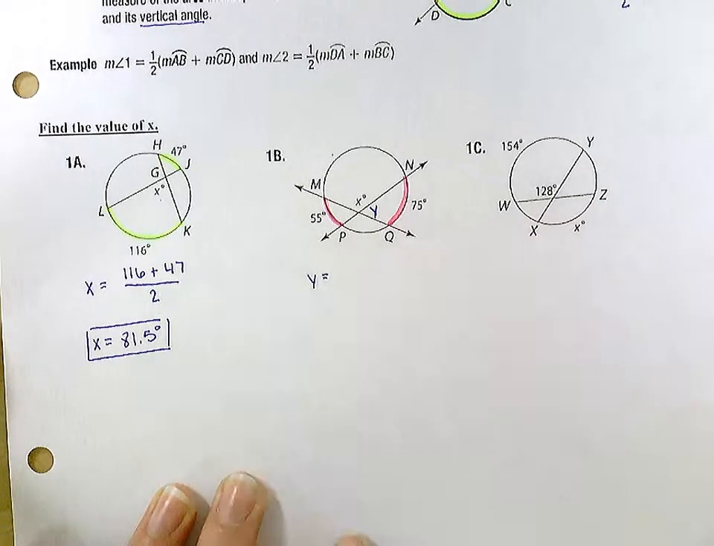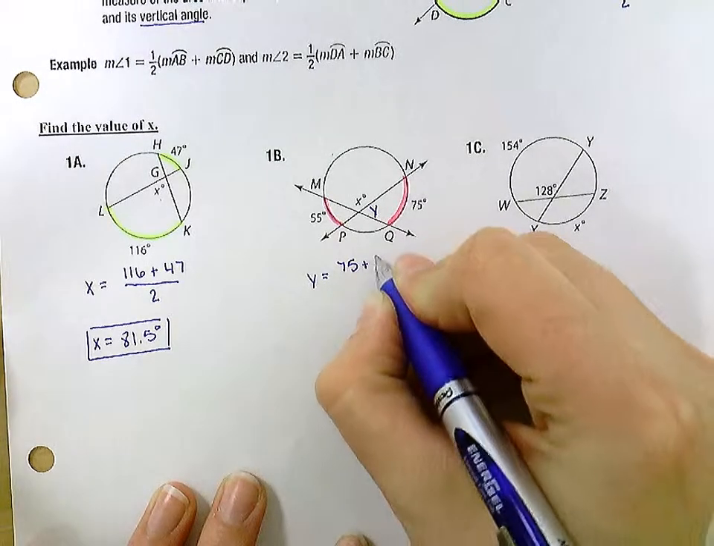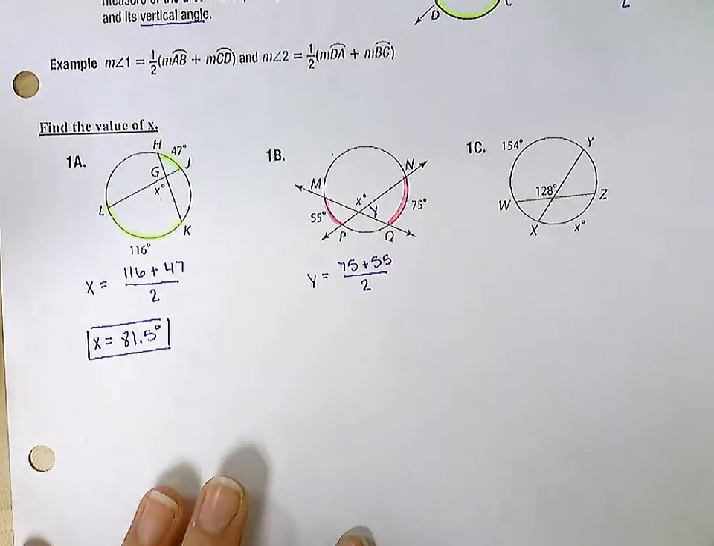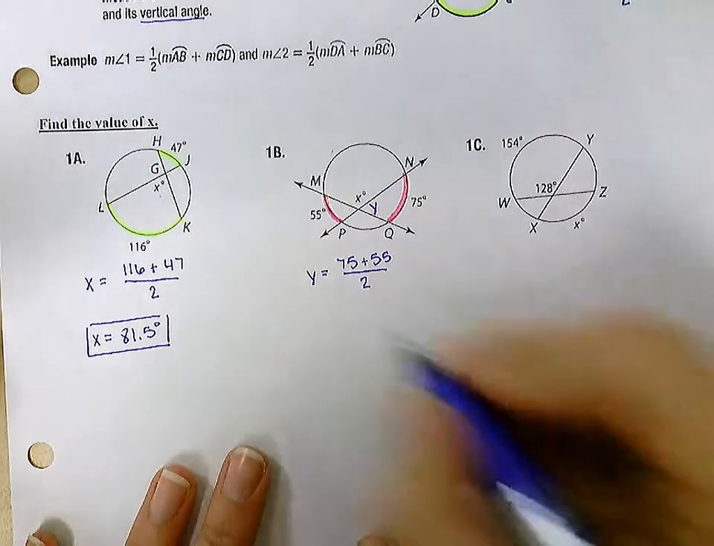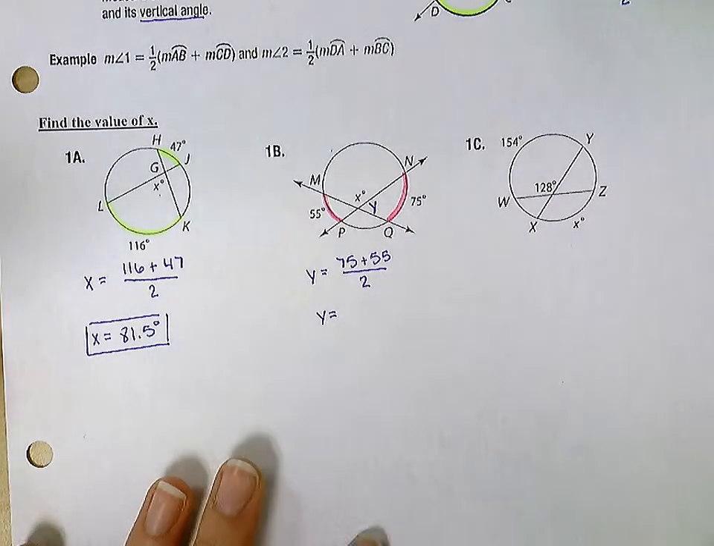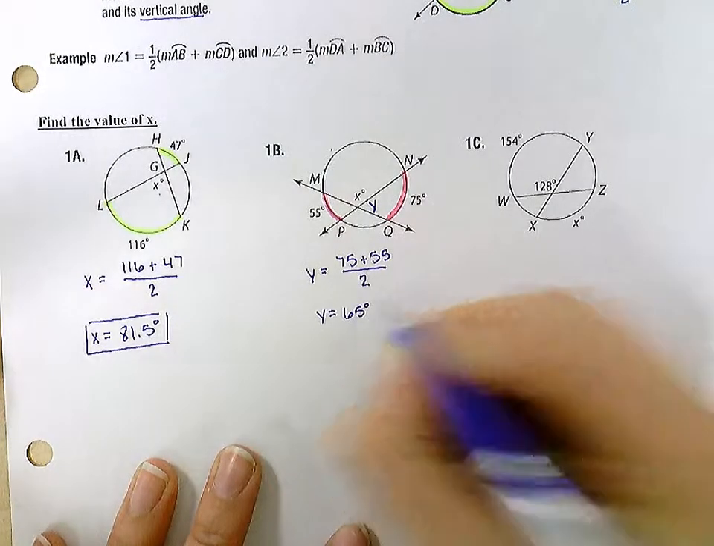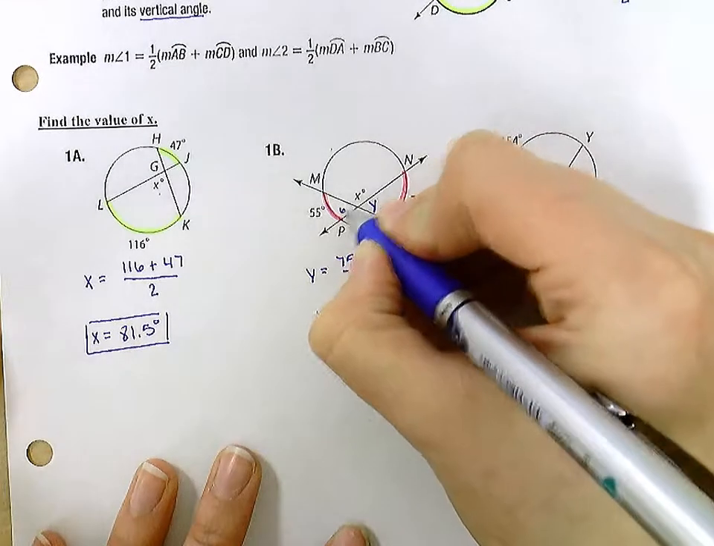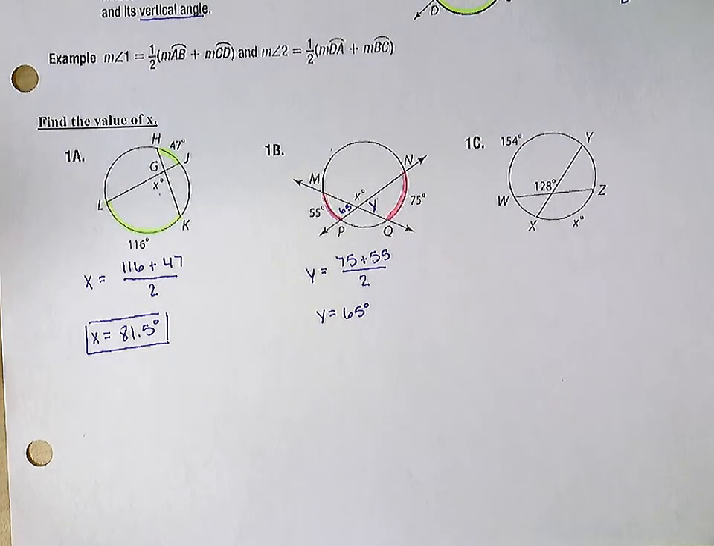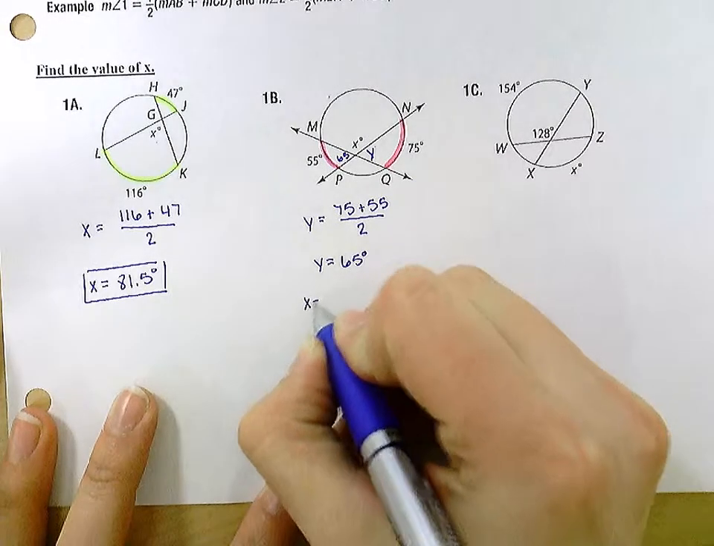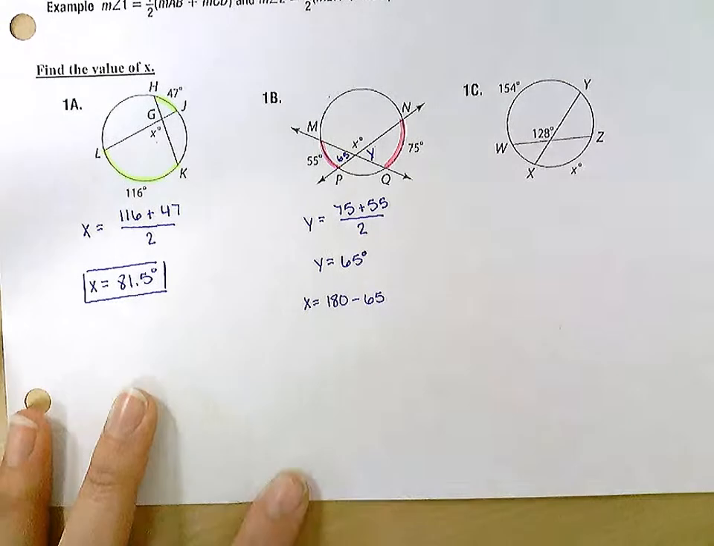So to find y, we would take 75 plus 55 divided by 2. So that y value we get is 65 degrees. So that means this angle is 65 and this angle is 65. Now the reason I did that was because I know these secants are straight lines. What does a straight line have to be equal to? 180. So if I have one of the angles that make up that straight line, how do I find that second one? Subtract it from 180. Good. So to find x, we're going to take 180 minus 65.